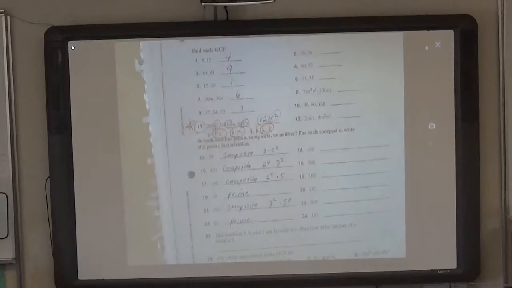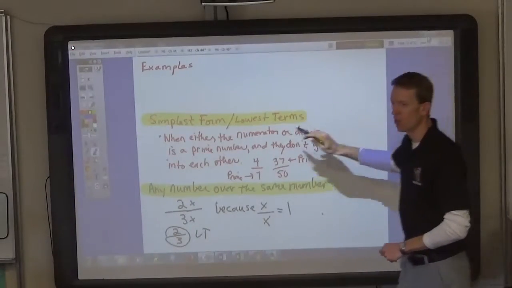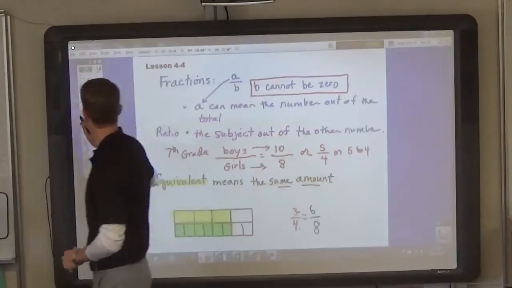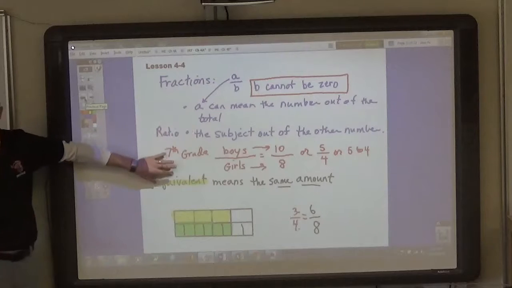Okay, 7th graders, we're going to go through lesson 4.4 and work on simplifying fractions. And this will be review for you, hopefully. We did this the last couple of years. Let's review, first of all, what fractions can mean.